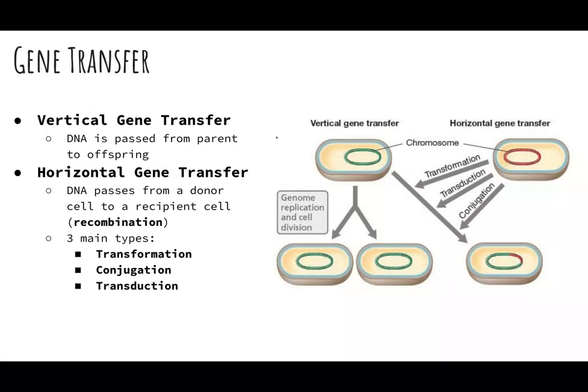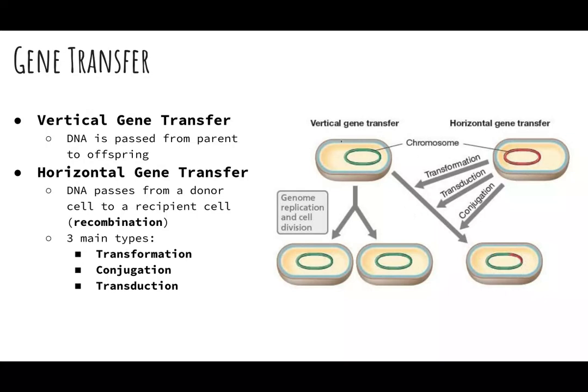And this is the kind where you got genes from your mother and your father, and they came together and made you. Bacteria accomplish vertical gene transfer through binary fission. So they replicate their DNA and then they pass it down to their offspring. In horizontal gene transfer, DNA is going to pass from a donor cell to a recipient cell. In this case, we produce what's called recombinant DNA. That's DNA from multiple sources.